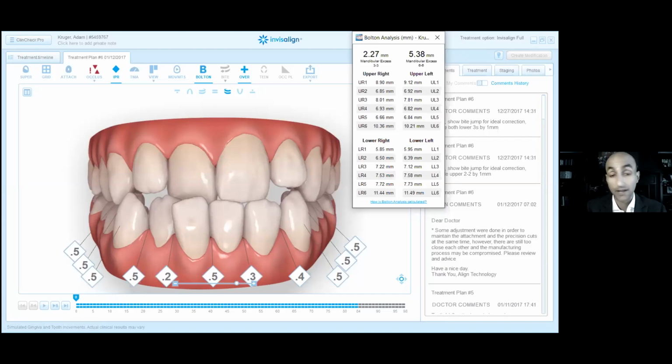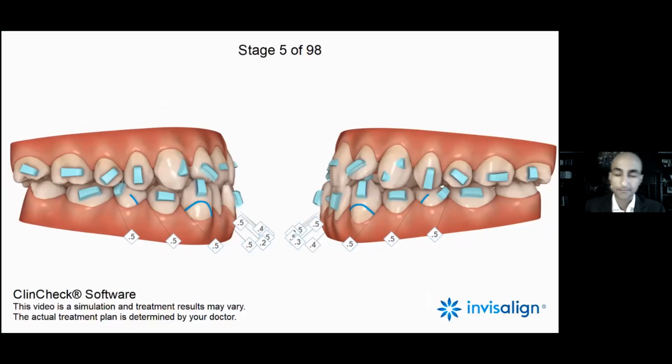That's something that's really going to help me in this case. And I can honestly tell you, I'm not sure how the residents treatment plan their cases at Harvard, but I don't run a Bolton analysis in every single fixed appliance case I do. And I'm just being honest. It's invaluable information, and it's information that's so easy to get with digital treatment planning. So that's really an advantage that I find with clear aligners, that I'm able to do that.